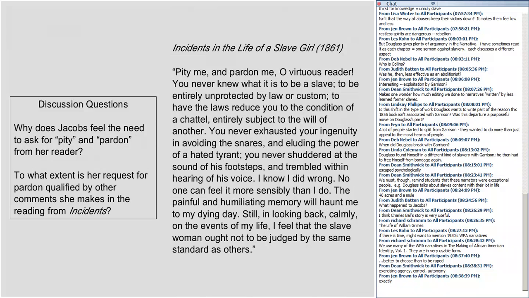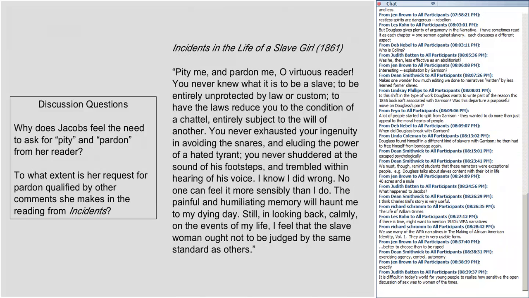So she starts out asking for pardon and in the end says, you can't judge me. And this is what makes Incidents in the Life of a Slave Girl such a powerful story. This narrator is not of one mind about what she did. She is of two minds, and her sense of morality, her sense of right and wrong, is always affected by the degree to which choice, the degree to which she could do what she had been taught to do, what she wanted to do, but because of slavery, could not have an opportunity to do.